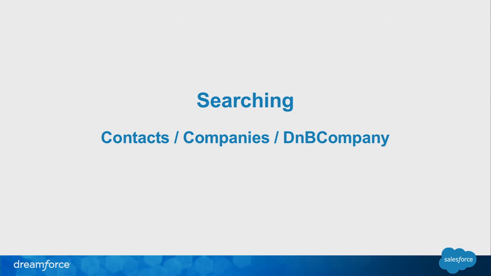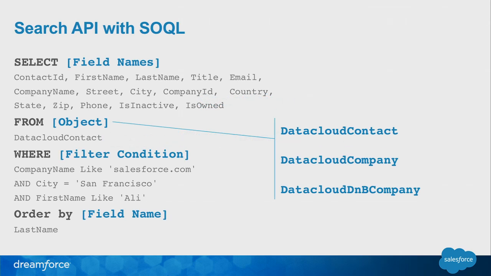So let's talk about searching. We have searching capability for 3 objects: contacts, companies, and an object that we call D&B company. Search is very similar to what you are used to today. So if you know SQL, you know SOSL. If you know SOSL, you know how to search against all the 3 objects that we have.